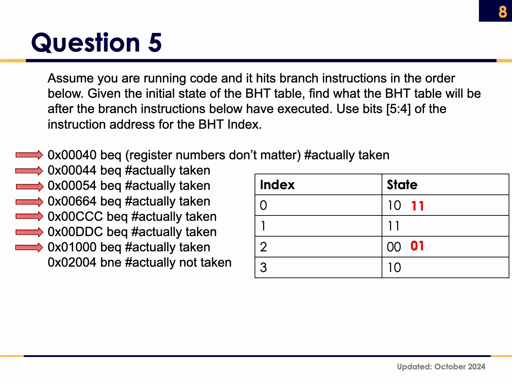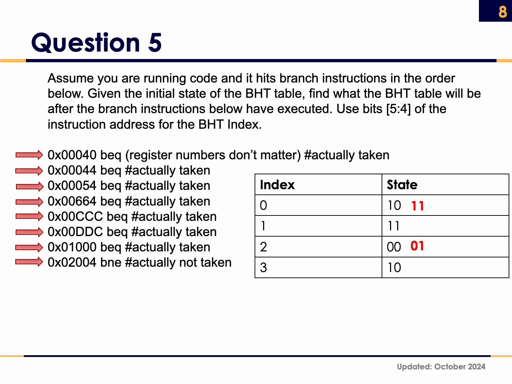So now we go to the next one, which is 0x01000. And I mean, it's a 0, so you can tell that this is index 0. It's actually taken, so again, we already have 1, 1, so we just stay in that state. And lastly, we go to 0x02004. So the 5th and 4th bits in this one are 0, 0 again, which goes to the 0th index.